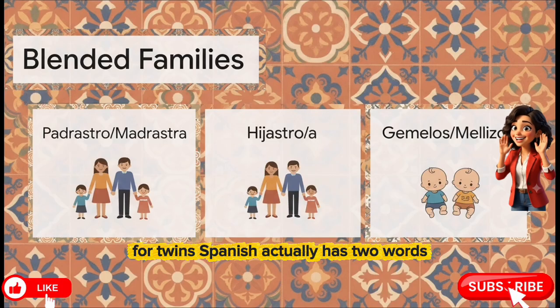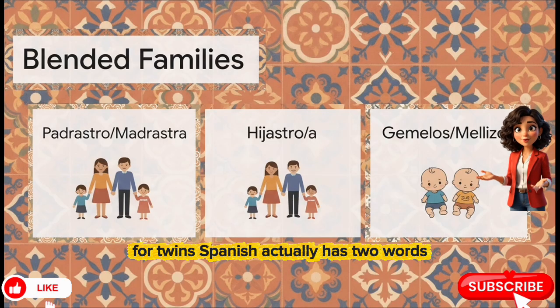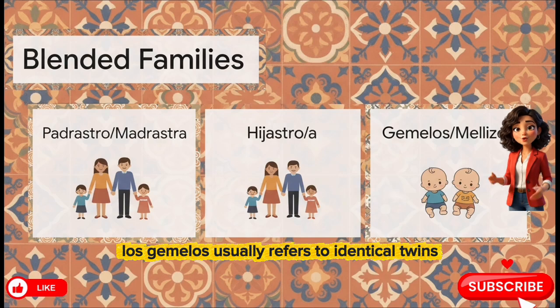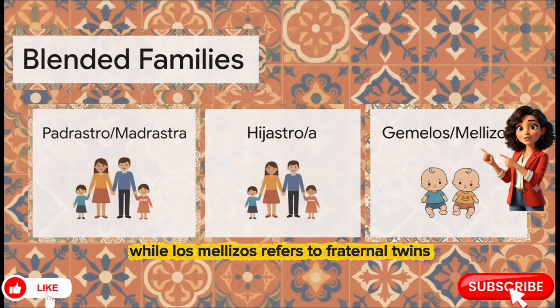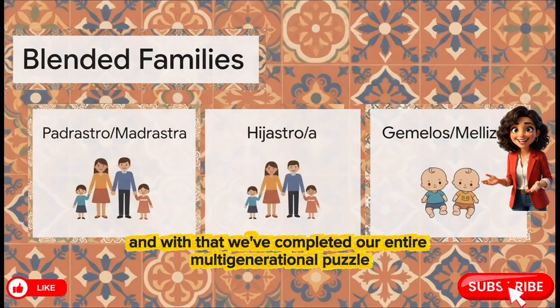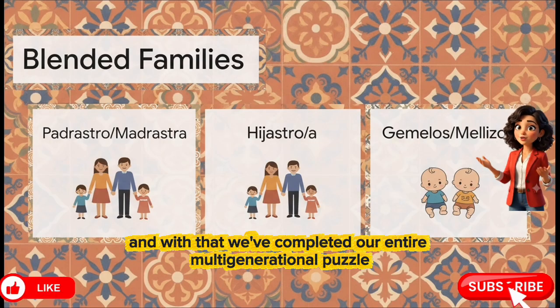Oh, and lastly, for twins, Spanish actually has two words. Los gemelos usually refers to identical twins, while los mellizos refers to fraternal twins. And with that, we've completed our entire multi-generational puzzle.